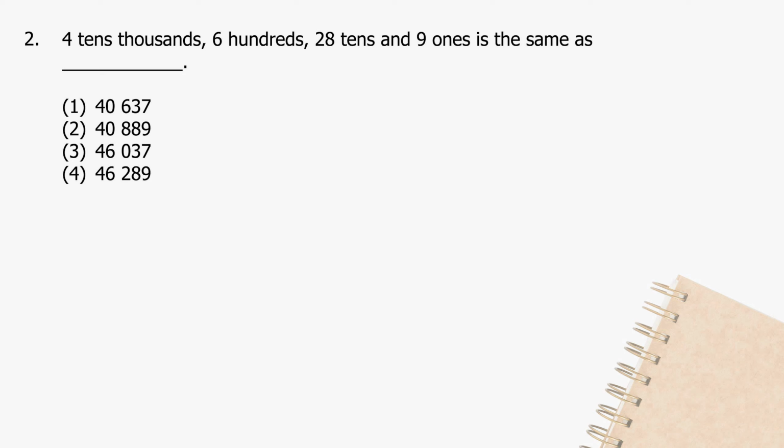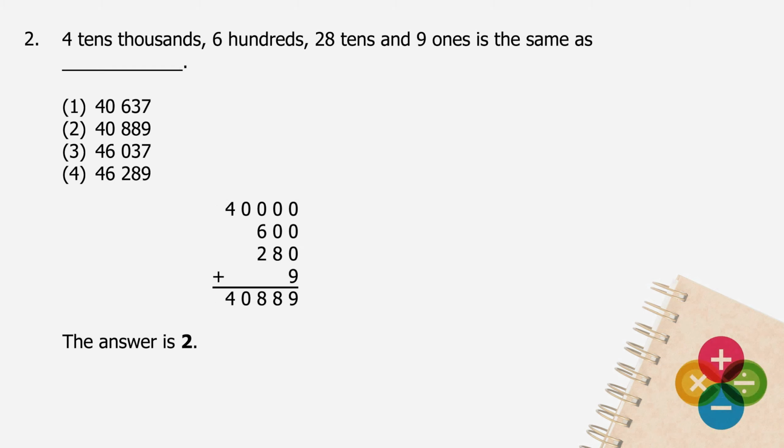Question 2. 4 ten thousands, 6 hundreds, 28 tens, and 9 ones is the same as 40,889. The answer is 2.